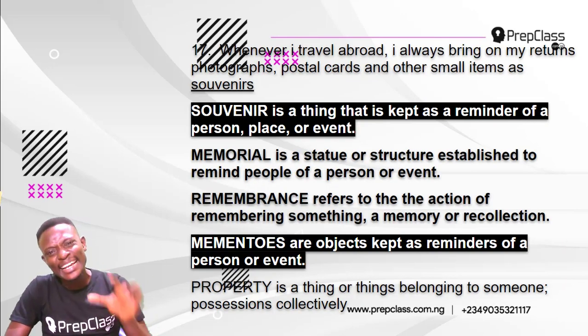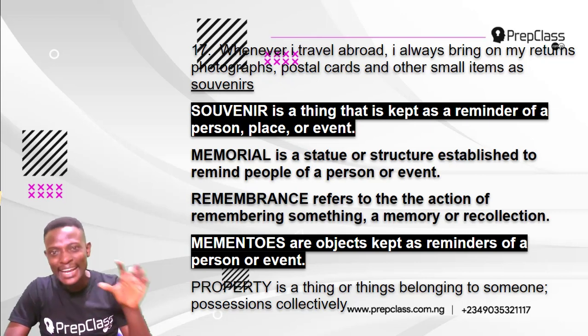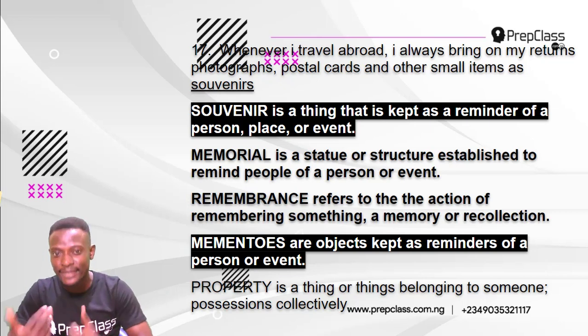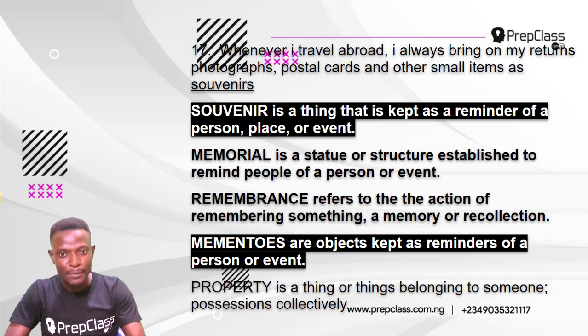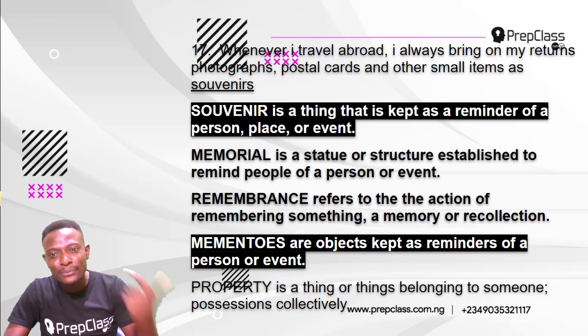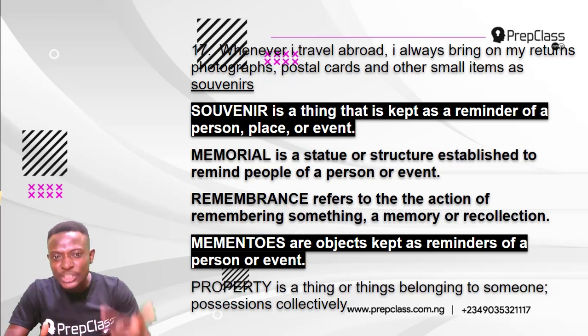Now, a souvenir is a thing that is kept as a reminder of a person, a place, or an event. Now, option A, memorial is a statue or structure established to remind people of a person or event, a structure or a statue. Option B, remembrance. Remembrance refers to the action of remembering something, a memory of recollection.